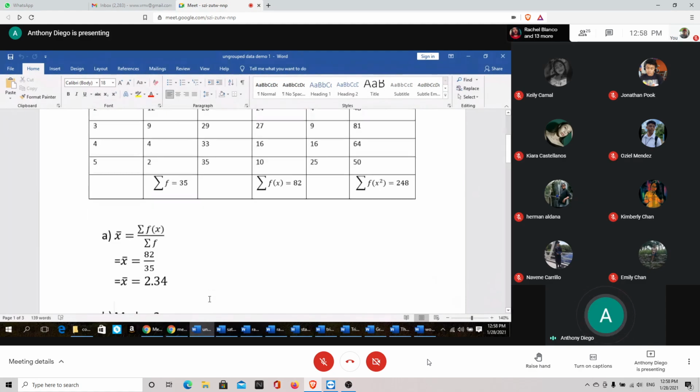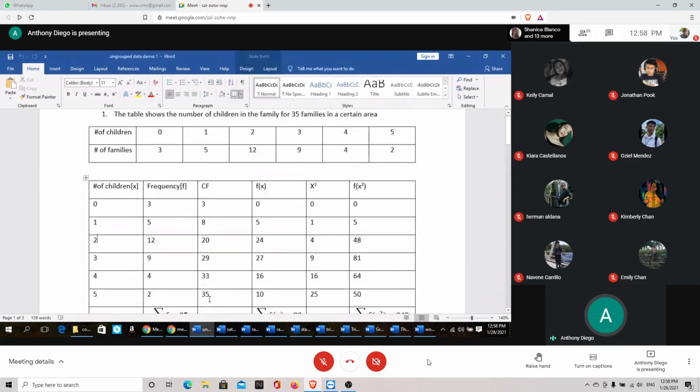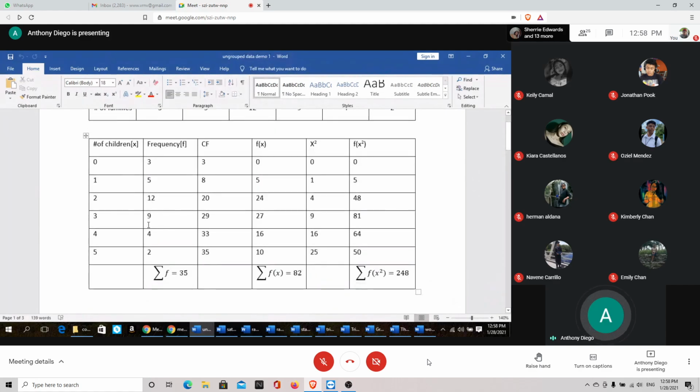Then we need to find the mode. Now, in this case, the mode you notice is 2. And I told you in the case of ungrouped data, the mode is the value that corresponds to the highest frequency. So if we look at the frequency column, what is the greatest number in this column here? 12. So the number that corresponds to the greatest frequency, which is 2, will be the mode.